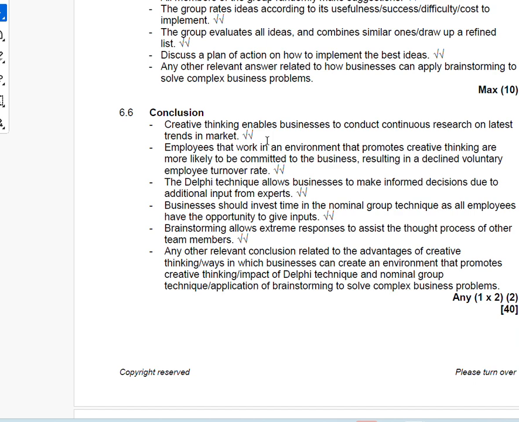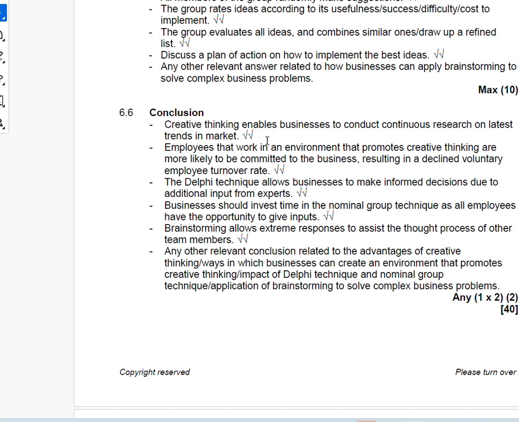Conclusion: creative thinking enables business to conduct continuous research on latest trends in the market. Employees that work in an environment that promotes creative thinking are more likely to be committed to the business, resulting in a decline of voluntary employee turnover rate. The Delphi technique allows business to make informed decisions due to the additional input from expert business groups. Businesses invest time in the nominal group technique as all employees have the opportunity to give input. Brainstorming allows extreme response to assist throughout the process.